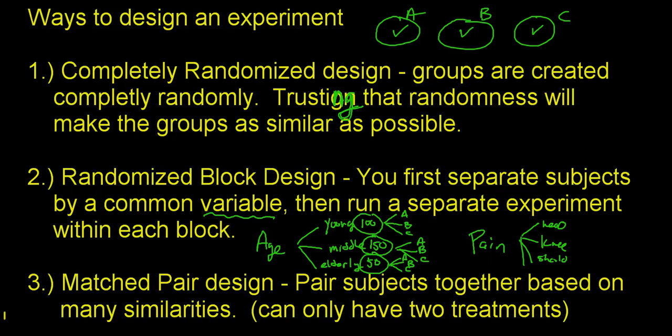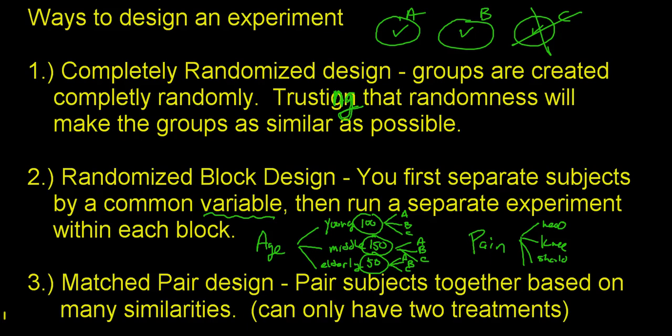All right, the last design is called a matched pair design. Here, you can pair the subjects together based on many similarities. Now, the only issue here is you can only have 2 treatments. So if I'm going to do this example, I have to eliminate treatment C and only go with medication A versus medication B. Obviously, some people say, well, can't you just make triplets? Well, sorry, no. We work with pairs, not triplets.